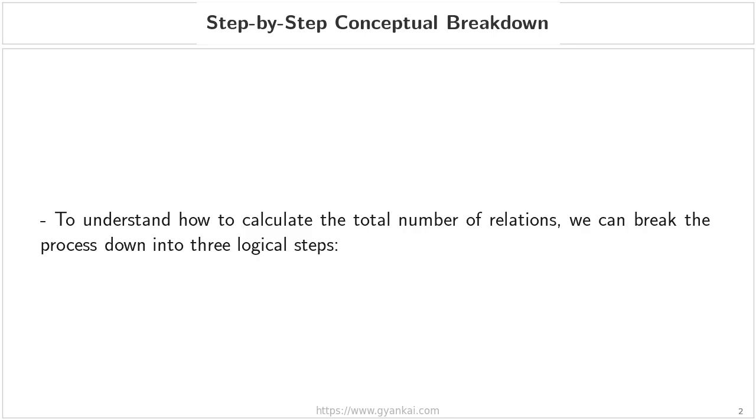Step-by-step conceptual breakdown. Now that we have established the fundamental definition of a relation as a subset of a Cartesian product, you might be wondering how we actually arrive at a final count. To make this easier to grasp, we aren't just going to jump straight to a formula. Instead, we are going to break the entire calculation process down into 3 logical, easy-to-follow steps.